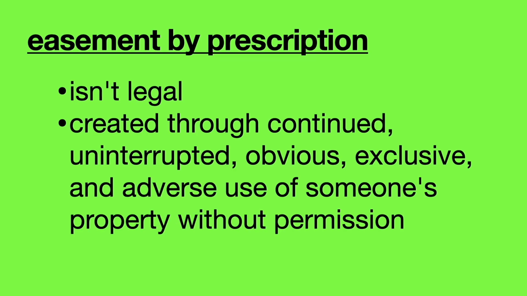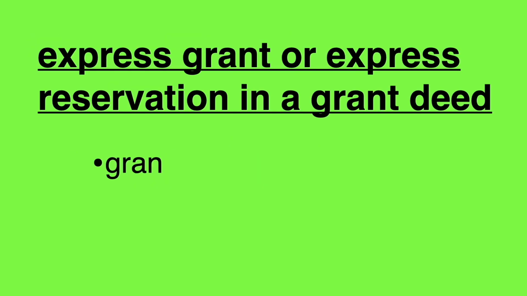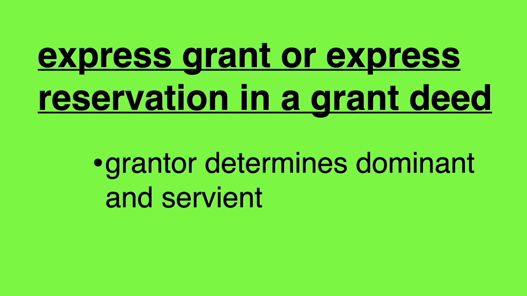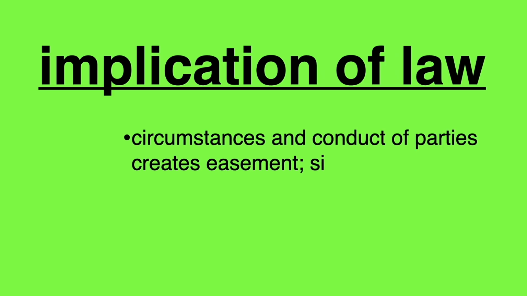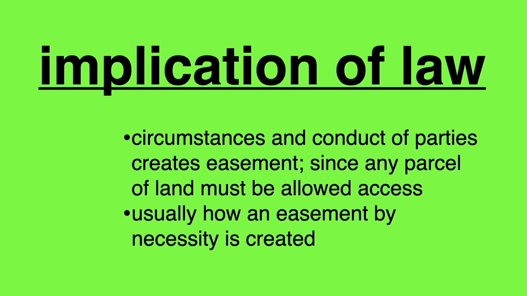property without permission. An easement can be created by express grant or express reservation in a grant deed. The grantor determines the dominant and servient interest. Implication of law. The circumstances and conduct of the parties creates the easement. Since any parcel of land must be allowed access, this is usually how an easement by necessity is created. Condemnation.